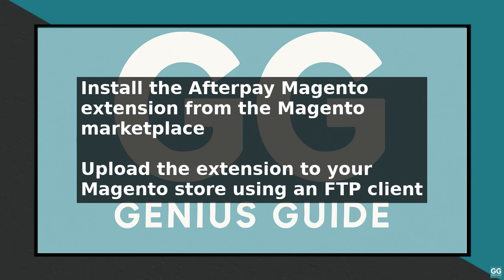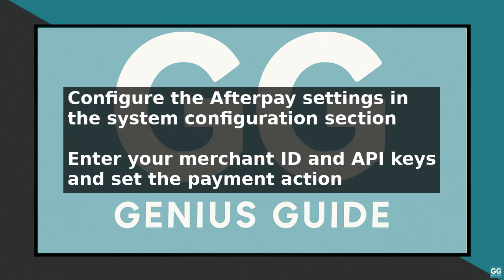After installing the extension, configure the Afterpay settings in your Magento store. To do this, navigate to the System Configuration section and select the Payment Methods option. Then, select Afterpay and enter your merchant ID and API keys. You also need to configure the payment action, which can be set to authorize and capture or authorize only.